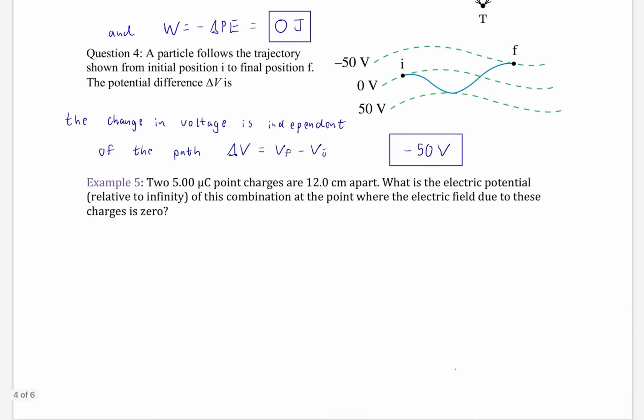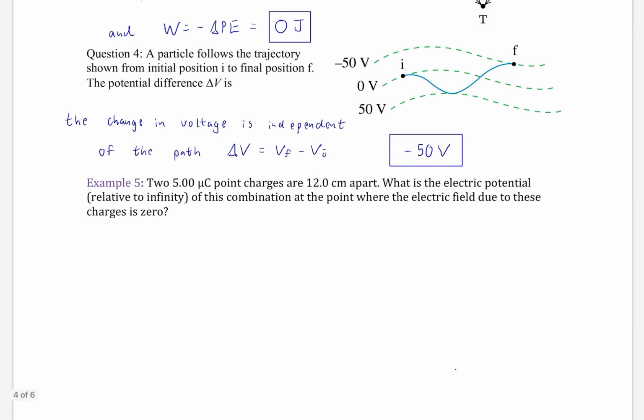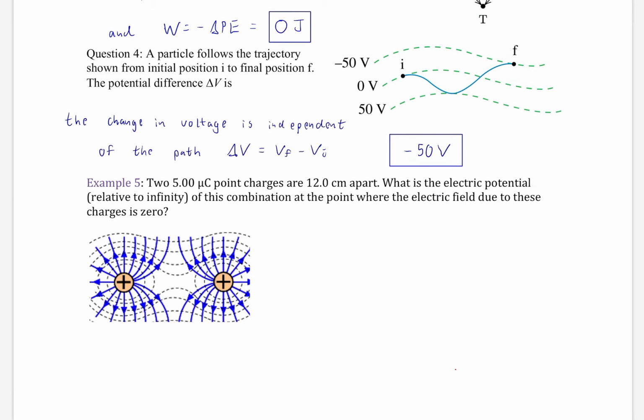Example 5. Two 5 microcoulomb point charges are 12 centimeters apart. What is the electric potential relative to infinity of this combination at the point where the electric field due to these charges is 0? So let's think about this. I have a picture here, the same one that's at the beginning of the notes. This is two like charges next to each other with the equipotential lines and electric field shown.